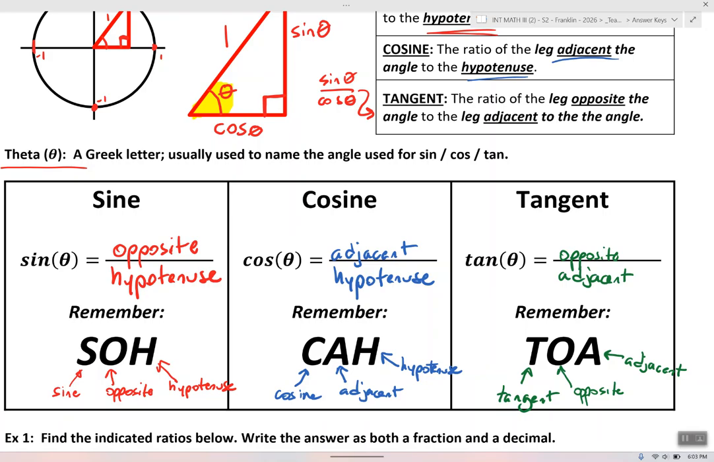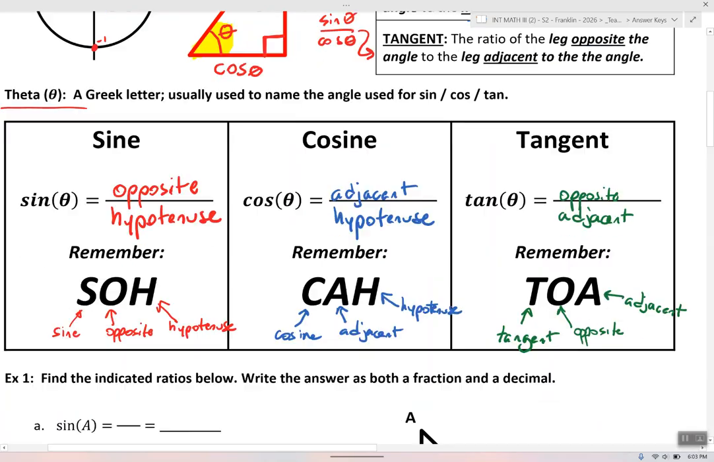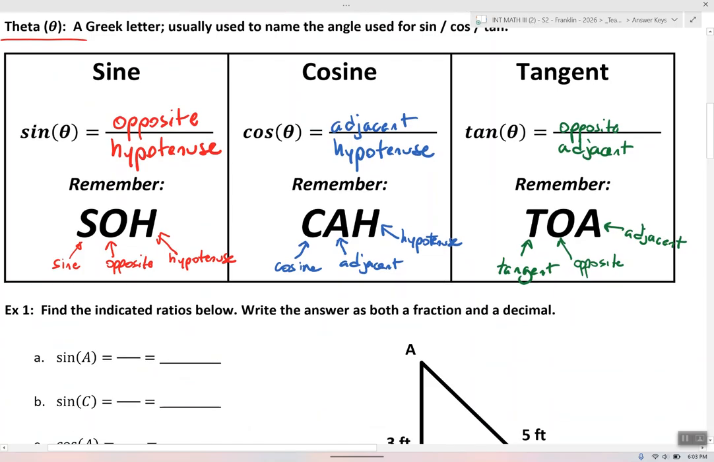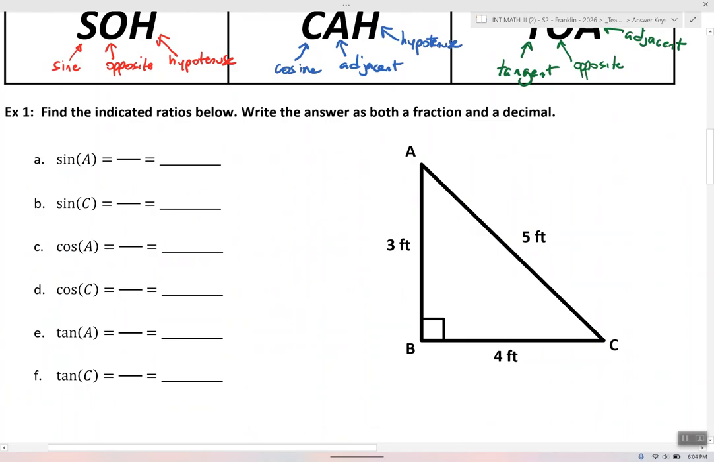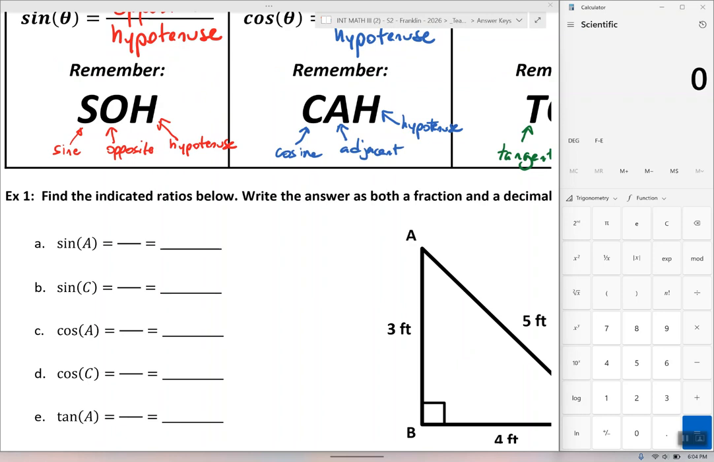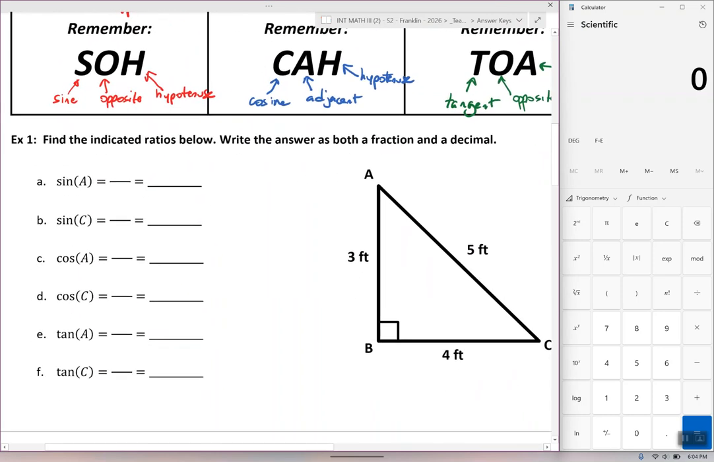Okay, so here's how we actually use this to deal with right triangles. So first we'll just practice writing these ratios out. We're going to write our answers both as a fraction and as a decimal. So it'll be helpful if we get a calculator out here.